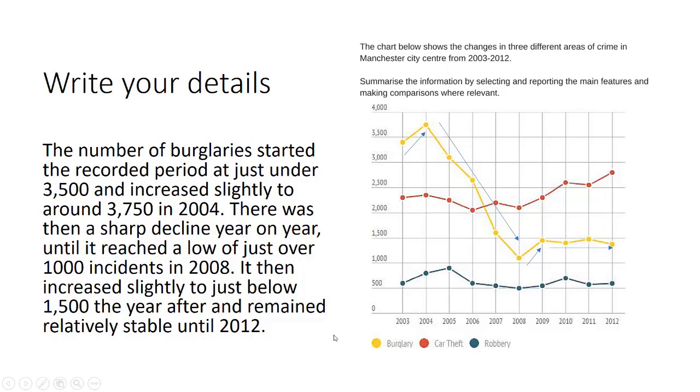What I've decided to do is organize my details paragraphs by talking about burglary first, and then I'm just going to talk about car theft and robbery in the second one. This one's pretty easy to organize. The one before would have been a little bit more difficult. But what I've done is I've looked at burglary, and I'm not going to report every single data point. I'm not going to talk about every single year.